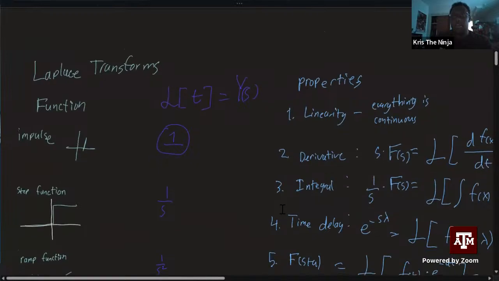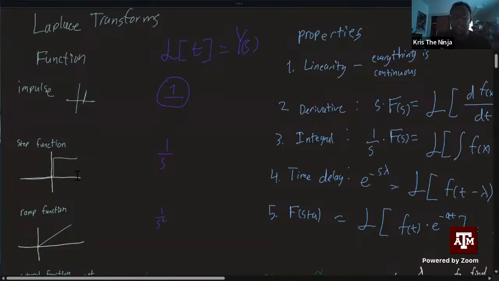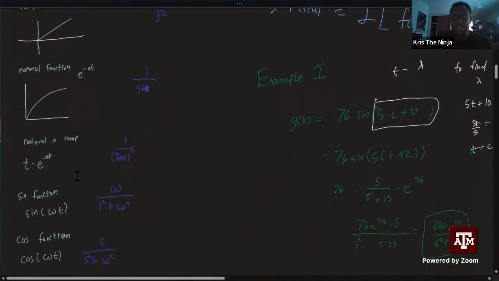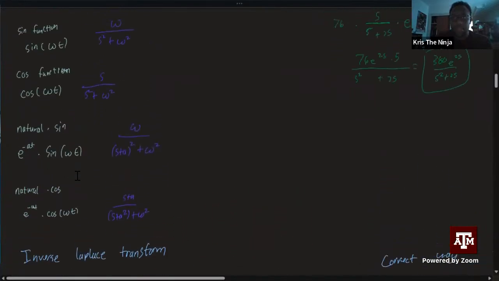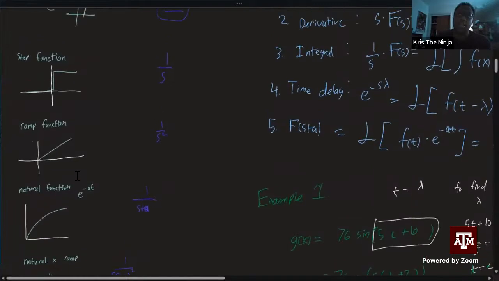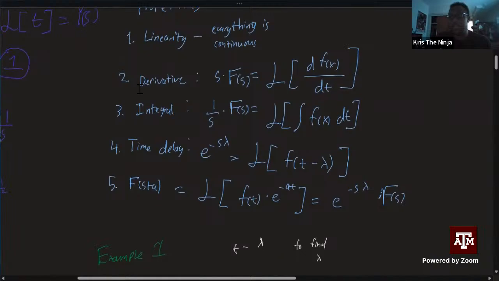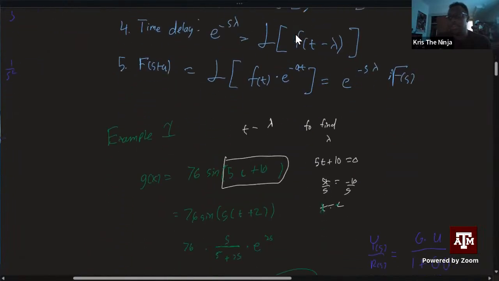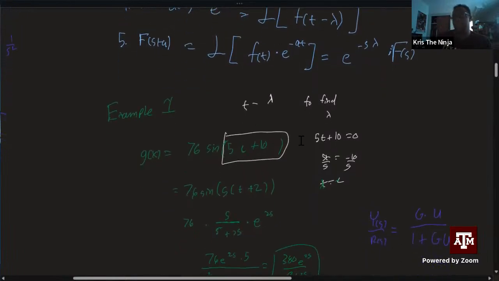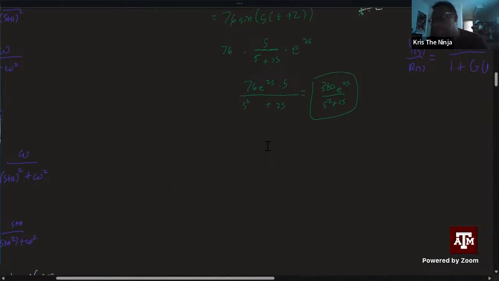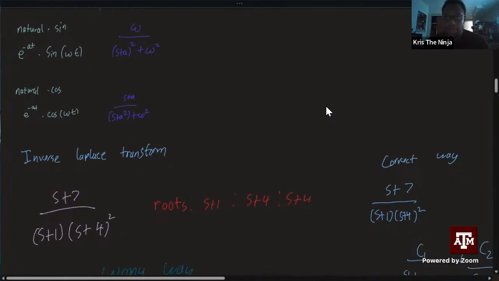Then we went over Laplace transforms. You got your impulse function, your step function, ramp function, natural times the ramp function, the sine function, cosine function, natural times the sine function, natural times the cosine function, and you have their corresponding Laplace transforms here on the right side. There's a few properties of Laplace transforms that you can use here, and we did an example. We found a time delay, did the Laplace transform of that, and this is what we got when that was done.